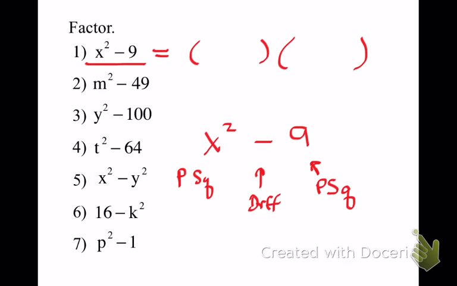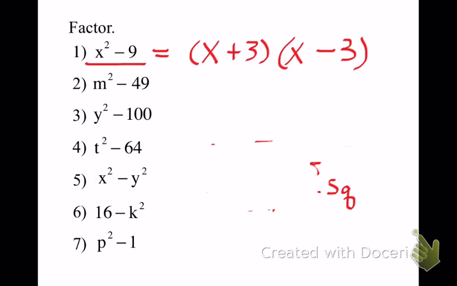Okay? Now, if that's the case, the first thing I'm going to do is look at the first term. How do I get x squared? Well, I obviously have to multiply x times x. So I'm looking at the square root of x squared. Okay, what's the square root of 9? That would be 3. So I place that. And then the pattern to make that inner term and outer term disappear is that one of the binomials is a plus and the other one is a minus. So it's as easy as that.